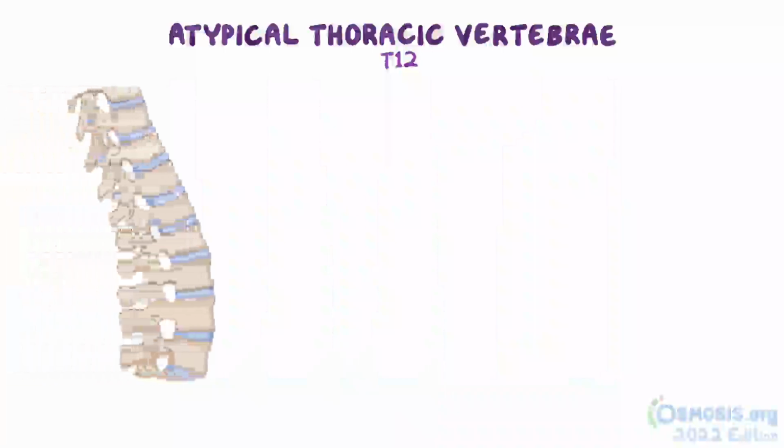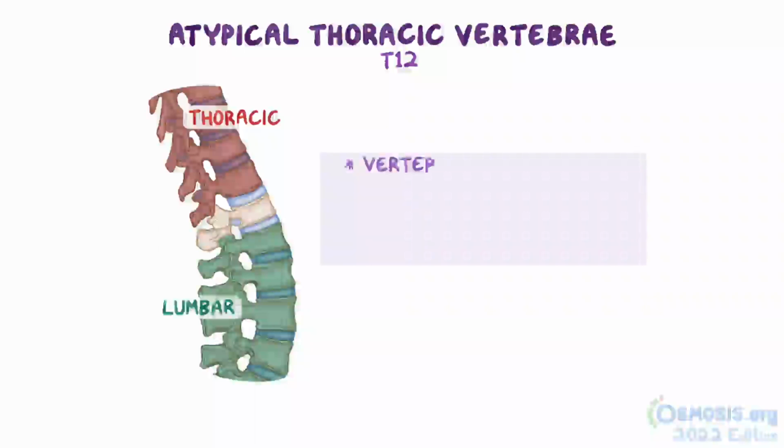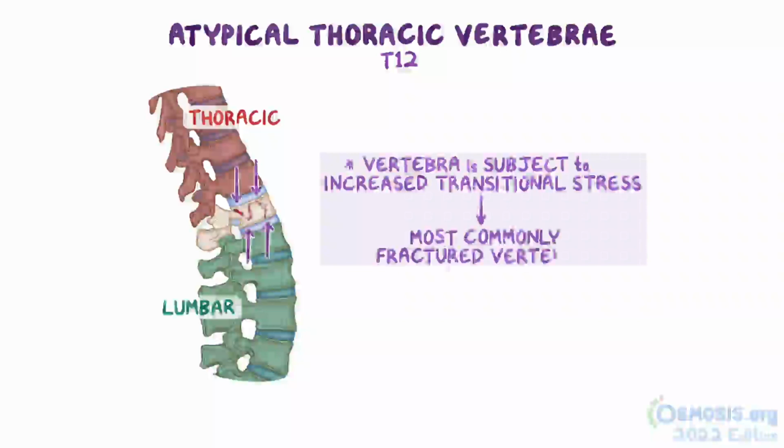Since T12 is sort of caught in between the somewhat inflexible thoracic region and more flexible and mobile lumbar region, this vertebra is subject to increased transitional stress. This makes T12 the most commonly fractured vertebra.